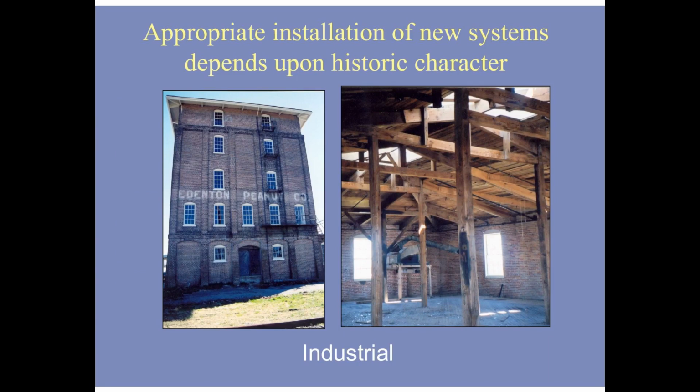Because the character of historic buildings varies from rough and industrial to finely finished and highly ornamented, the appropriate approach to the installation of new systems will vary as well. Applicable standard number 2: the historic character of a property shall be retained and preserved. The removal of historic materials or alterations of features and spaces that characterize a property shall be avoided.